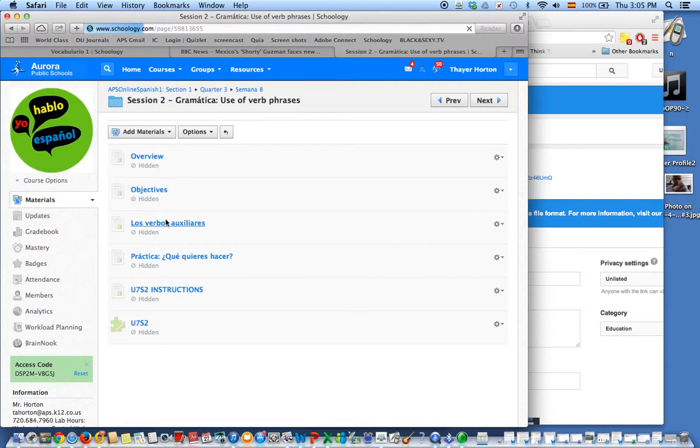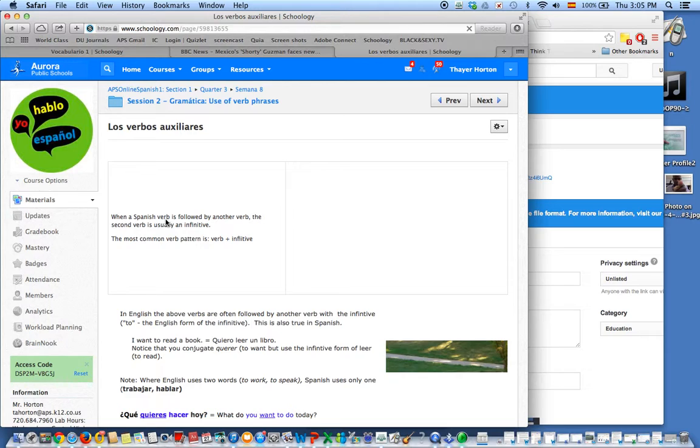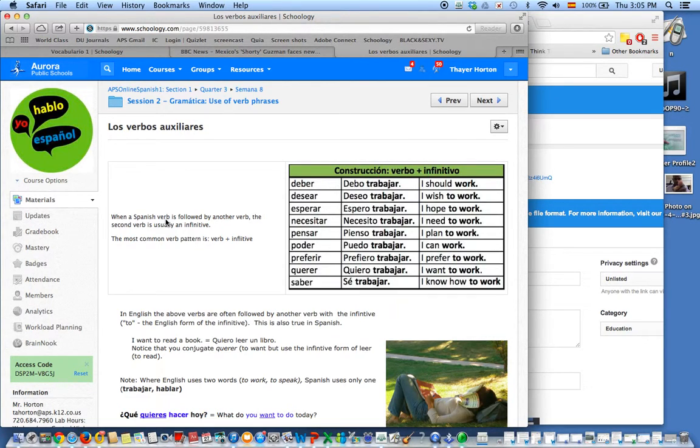Okay, so we'll start out here with this description of los verbos auxiliares. Those are auxiliary verbs that accompany other ones. So if you take a look here, when a Spanish verb is followed by another verb, the most common pattern is verb plus the infinitive. Now, if you remember, infinitive verbs end in AR, ER, or IR.